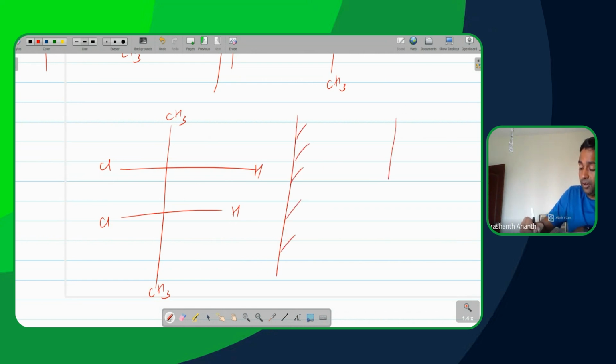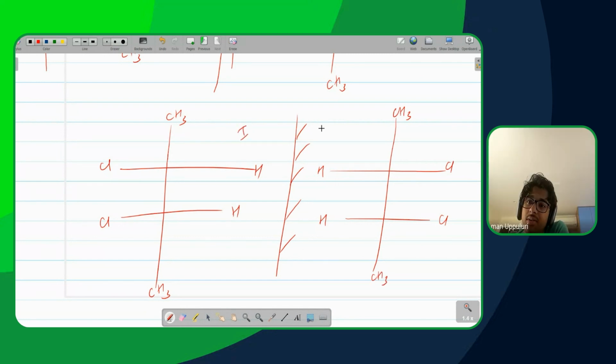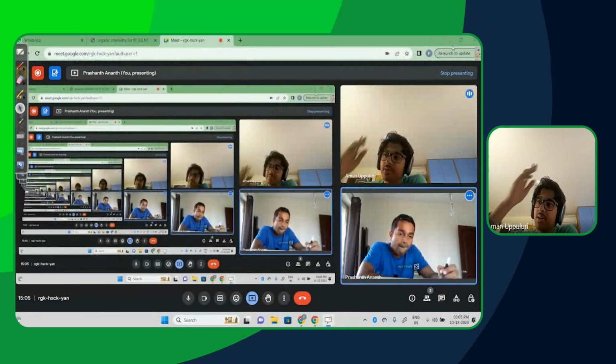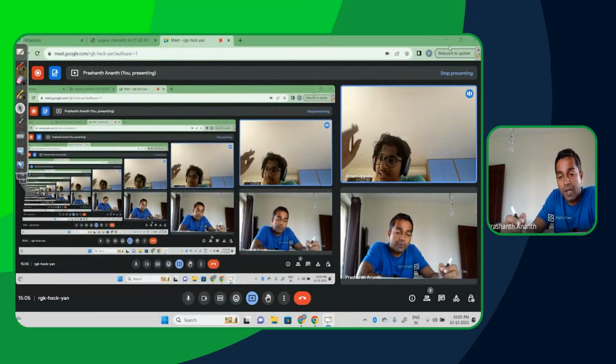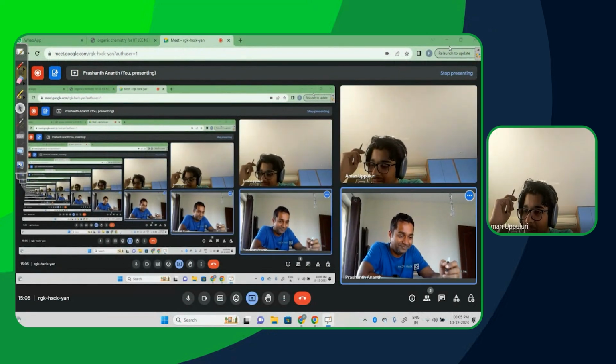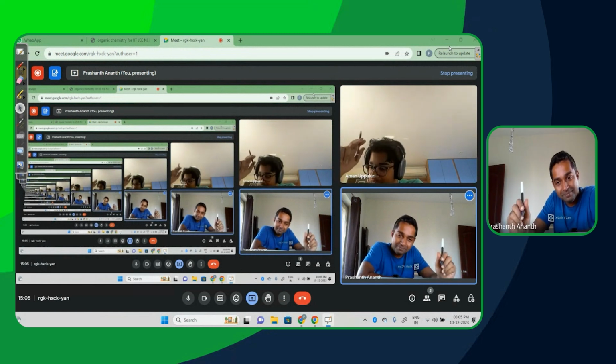I want you to try drawing for this also. In this case, what's the idea here? They are supposed to be the same. Exactly, yeah. They are the same, right? They are the same. It's optically inactive. Which means what should happen? You should be able to draw it and get it to it somewhere. Exactly, yeah. Go ahead, try.